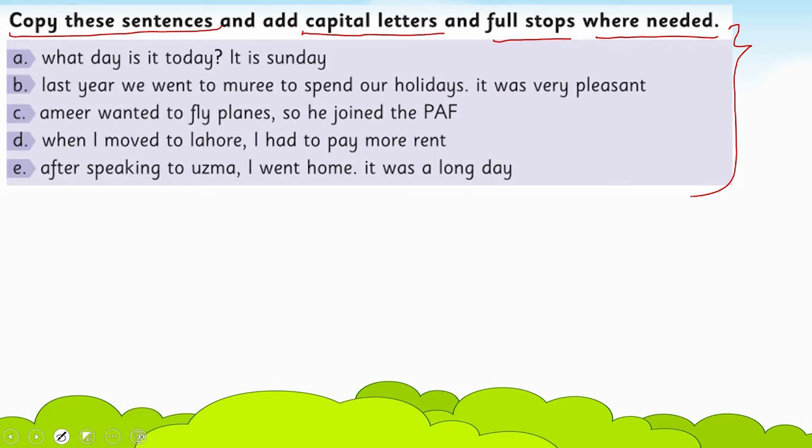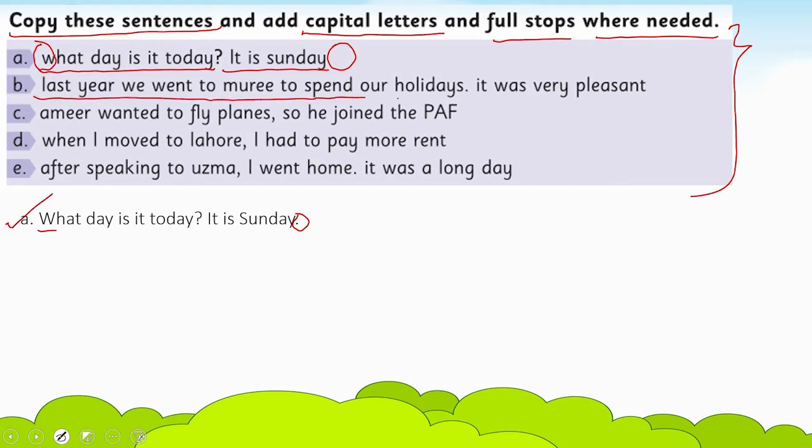So the first sentence is: what day is today? It is Sunday. So here is a mistake. What is the mistake? Well done. Yes, W should be capital. And here, no full stop. Here is not a full stop. The correct version is: What day is today? The W is capitalized here, and here the full stop is mentioned. So the correct sentence is this. The next is: last year we went to Murree to spend our holidays.